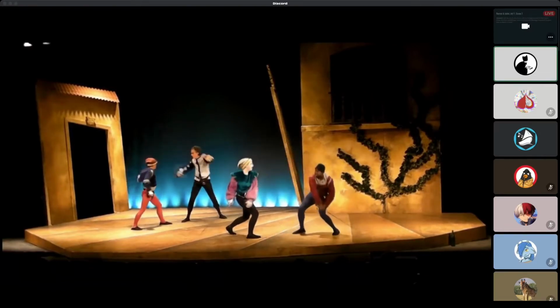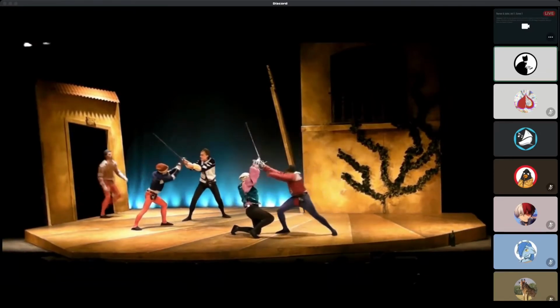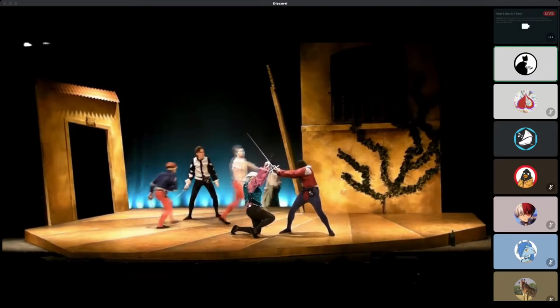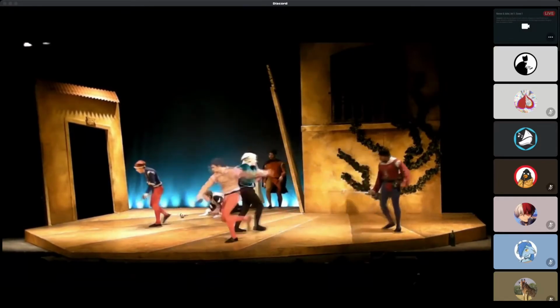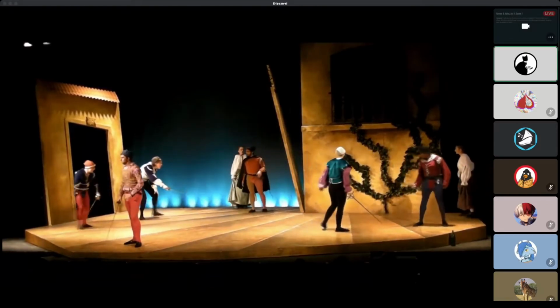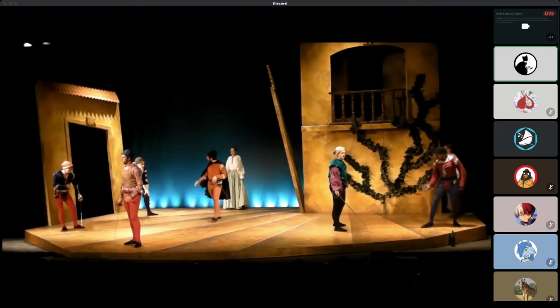All right, so they're fighting now, and here comes Benvolio, and this is Tybalt.